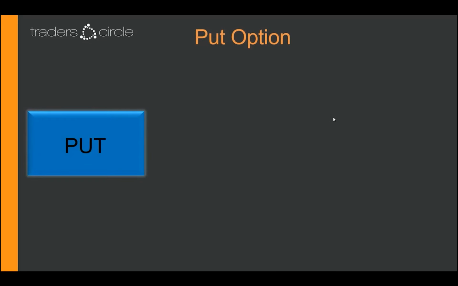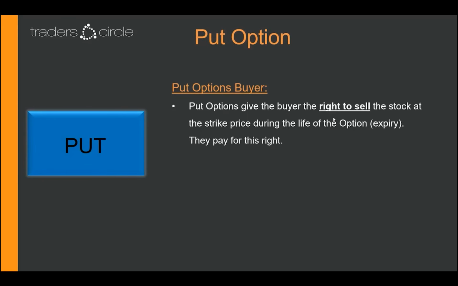A put option is the opposite. So remember, if the call option is the right to buy the stock, then a put option is the right to sell the stock. So put options give the buyer the right to sell the stock at the strike price during the life of the option, right? And because they're gaining a right, they're paying for it. And when you buy something, you pay money. That makes sense, doesn't it?